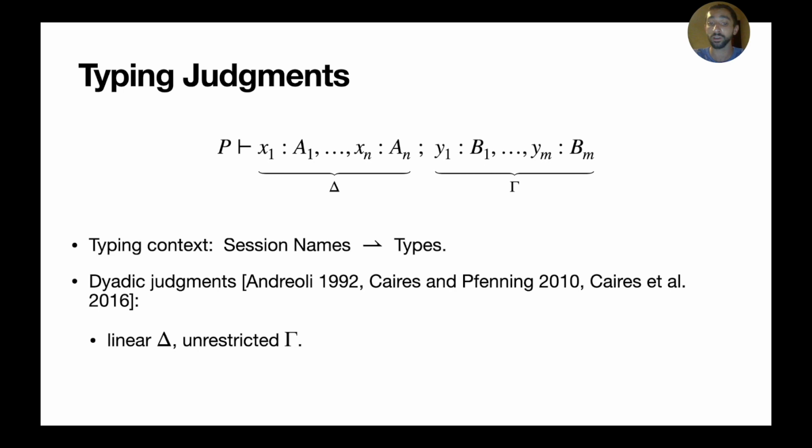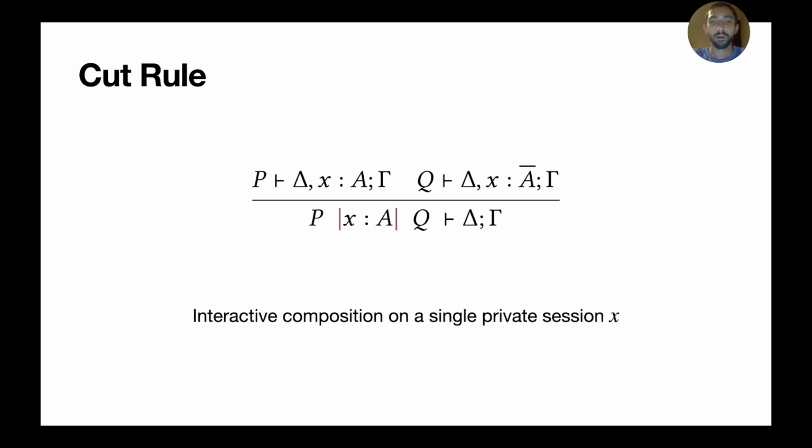The basic rule of our type system is the logical cut rule, which is interpreted by interactive composition. This defines two processes, P and Q, that run concurrently, interacting on a single private linear session, X. Process P provides a behavior of type A along session X, whereas Q offers on X a dual behavior of type dual A. We annotate the cut with the offering type of its left argument.